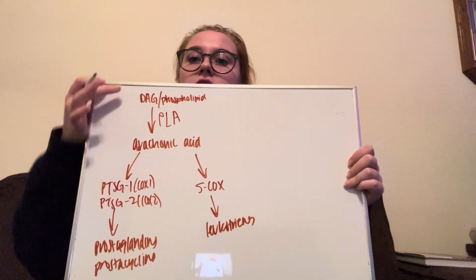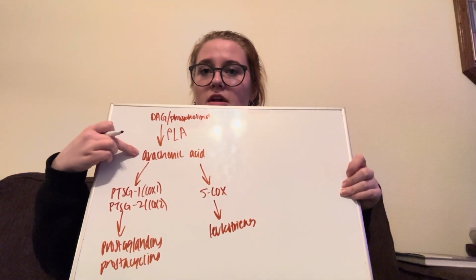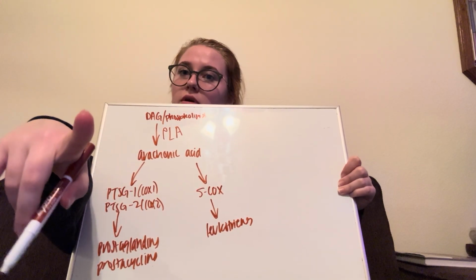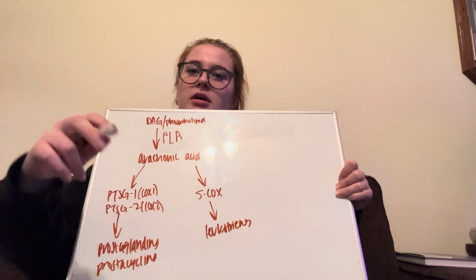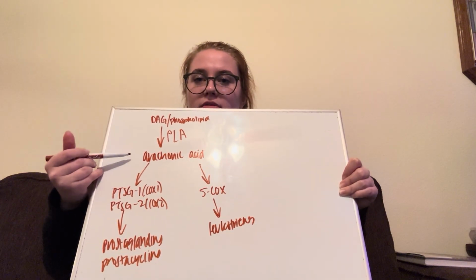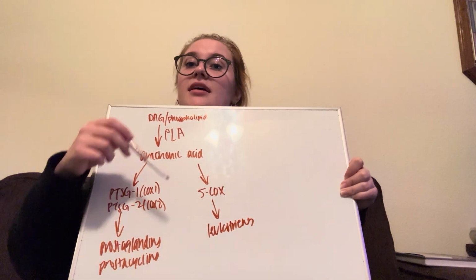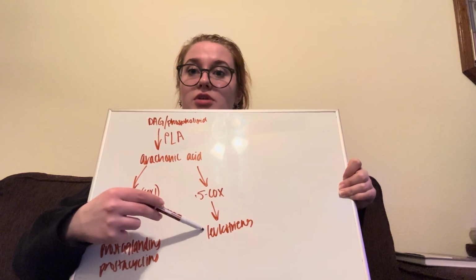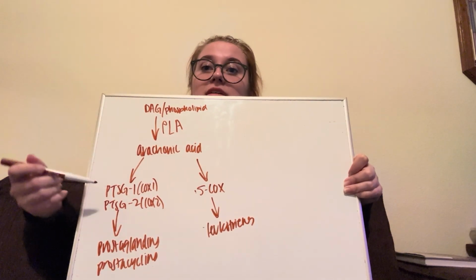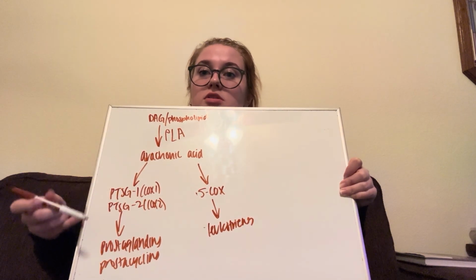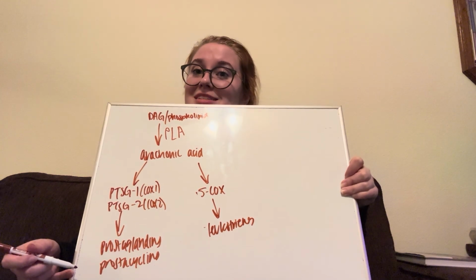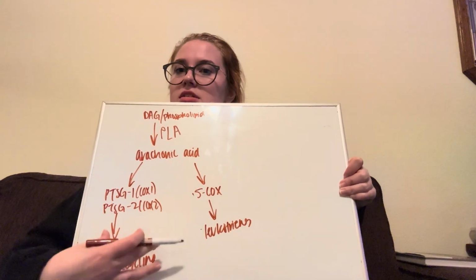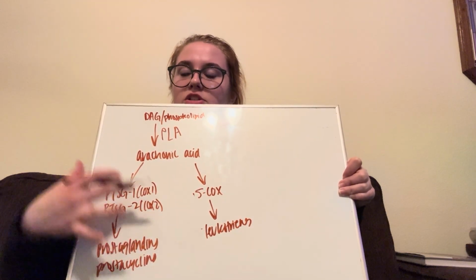Okay, so we go from this to arachidonic acid. How do we do that? Through phospholipase A. Very important. Remember that, phospholipase A catalyzes something into arachidonic acid. Arachidonic acid, if it is under the effect of an enzyme called 5-LOX, we get leukotrienes. If arachidonic acid is under the influence of COX-1 or COX-2, we get prostaglandins or prostacyclins or something else that I can't remember.